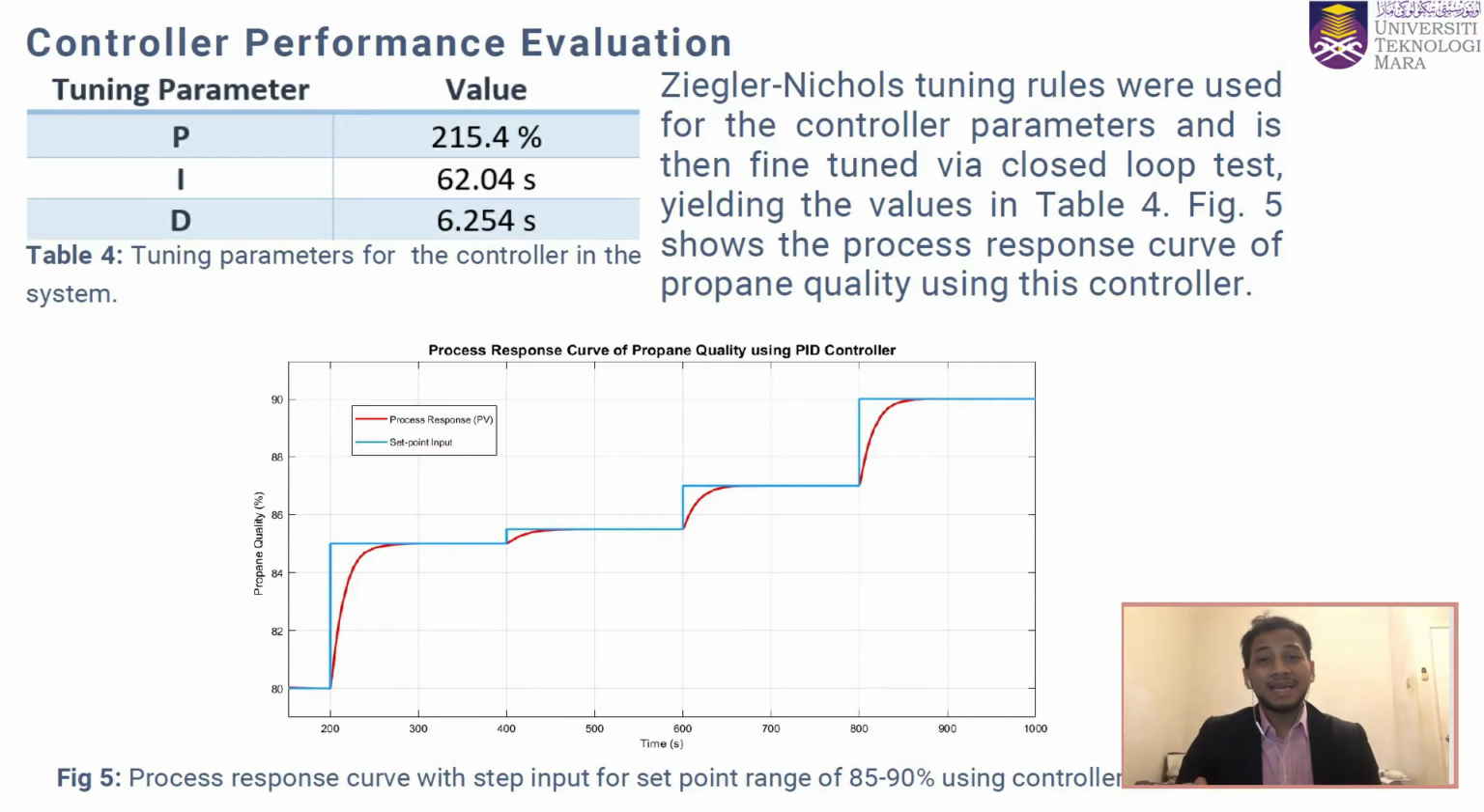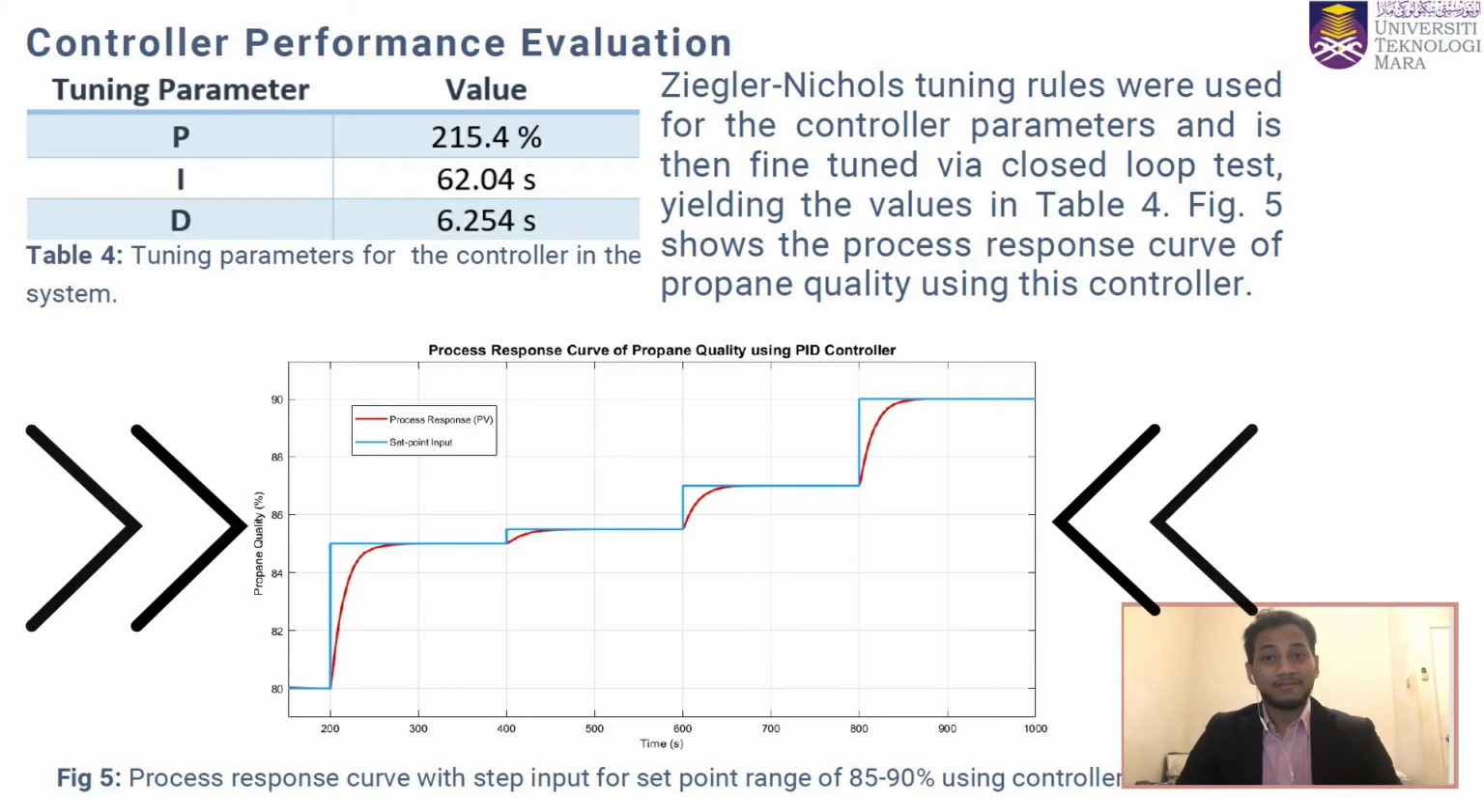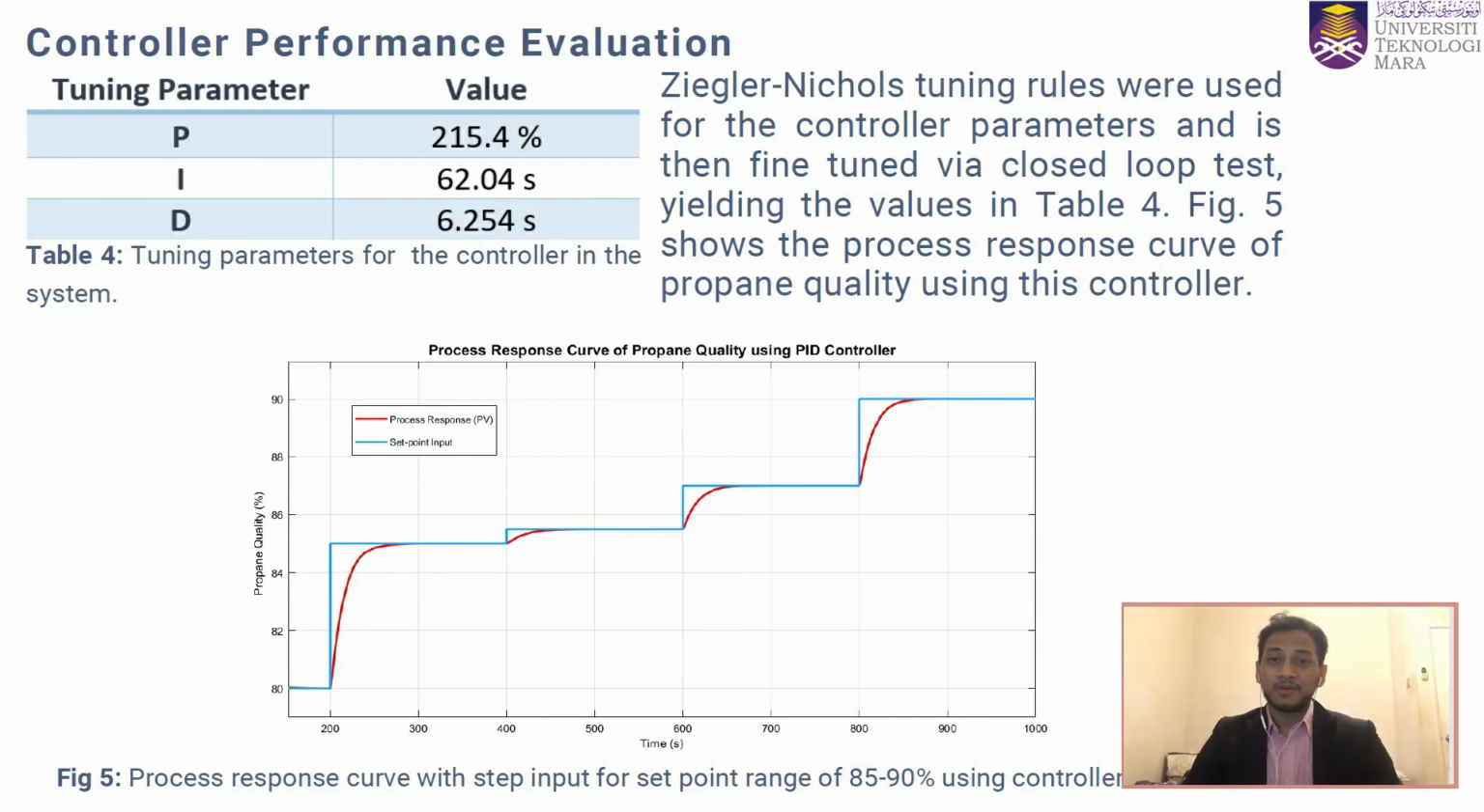The final P, I, and D values are as shown in table 4, that is 215.4% for the proportional band, 62.04 seconds for the integral constant, and 6.254 seconds for the derivative constant. With these tuning parameters, and taking a look at figure 5 down below, it can be seen that the propane quality can be controlled very well.